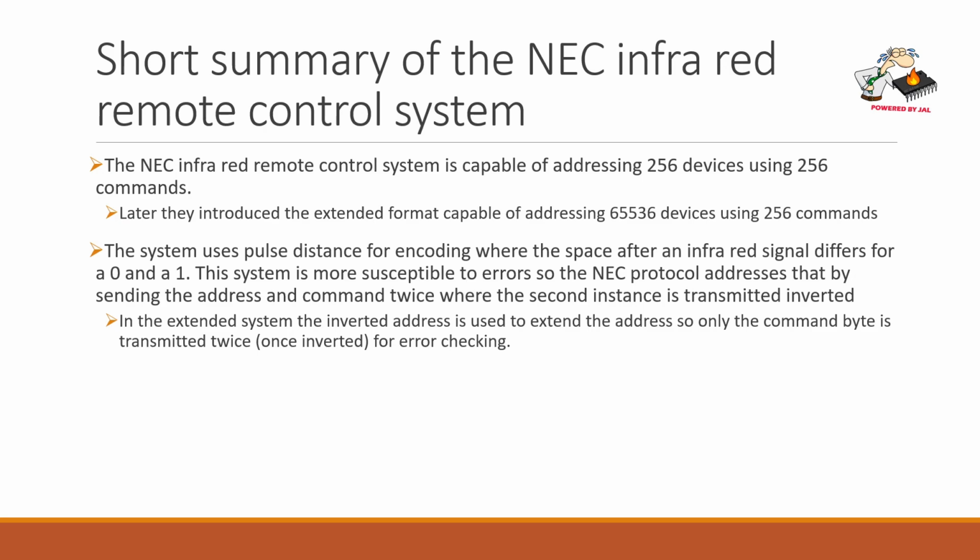This system is more susceptible to errors, but that is solved by NEC by adding extra bits in the message. For example, the address and the command byte are transmitted twice, where the second transmission in the same frame is inverted. But in the extended system they use the inverted address byte to extend the address range, so they are only now using the second command byte for error checking.